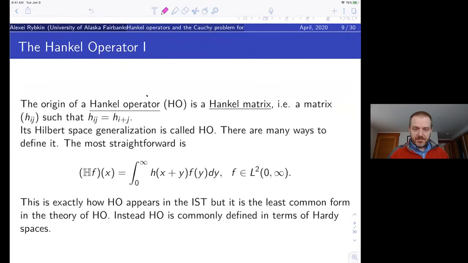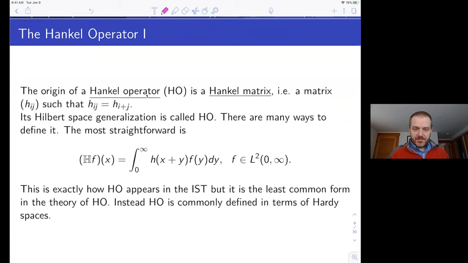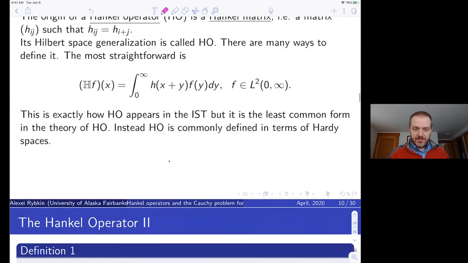The most straightforward Hilbert space generalization would be an integral operator whose kernel depends on x and y through their sum. And it is how a Hankel operator appears in the inverse scattering transform. In the classical Marchenko equation, it is written in terms of a Hankel operator, but an integral one, which makes quite a bit of difference. As a matter of fact, the integral representation of the Hankel operator is least convenient in many respects.